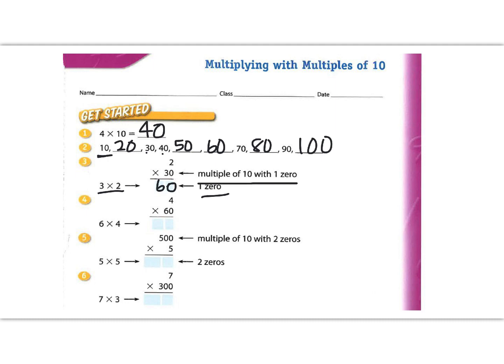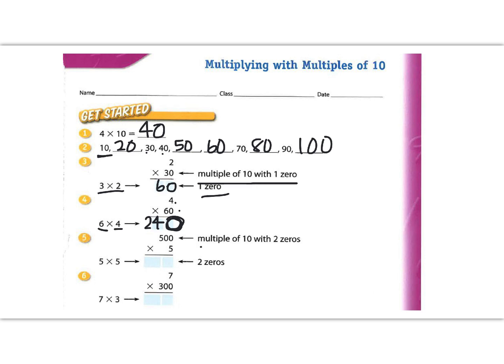Here we have a multiple of 10 with 2, oh, sorry, that's number 5. We're on number 4. We have 4 times 60. Again, we have 1 zero in the problem, and then we do 6 times 4. 6 times 4 is 24, so we would write it like that. So 4 times 60 is 240.